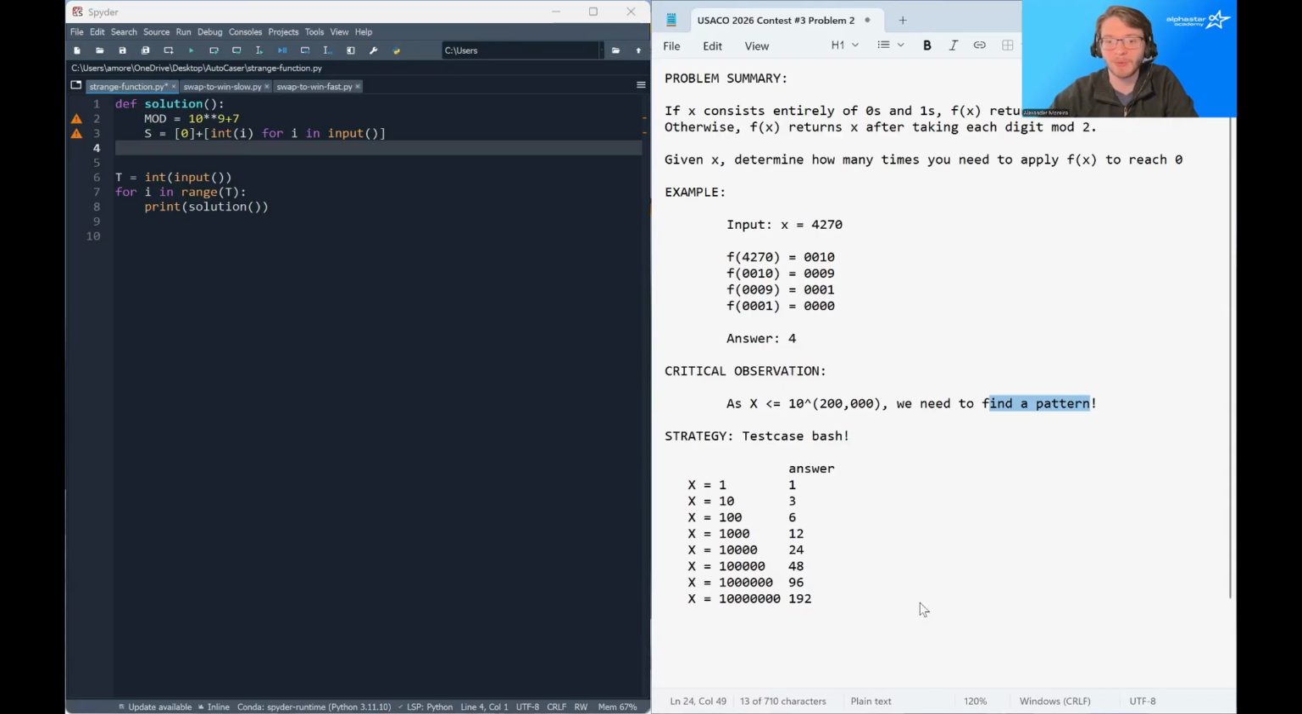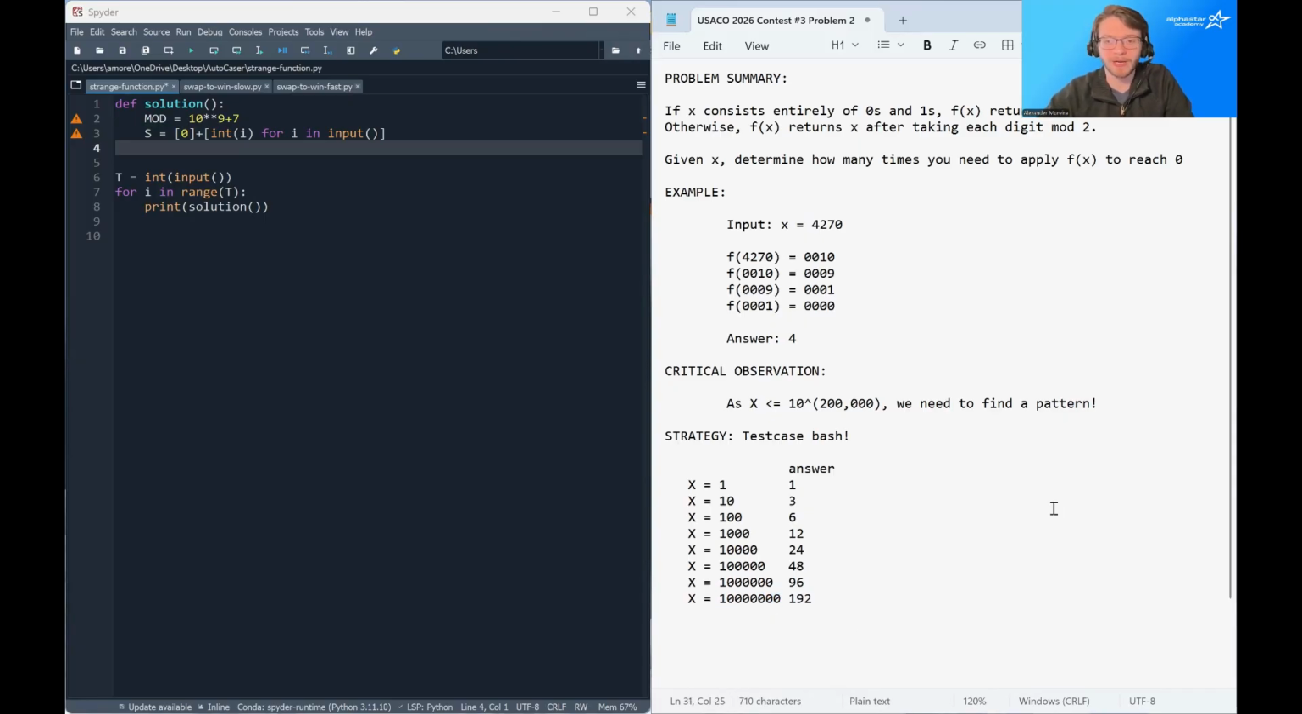So if you're thinking, well, how do I actually get these numbers? You're going to want to implement some brute force process that actually simulates applying the function over and over. And for these small values of x, you can see that the number of operations needed isn't too large. So you should be able to brute force over these test cases.